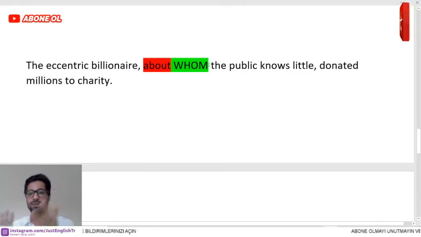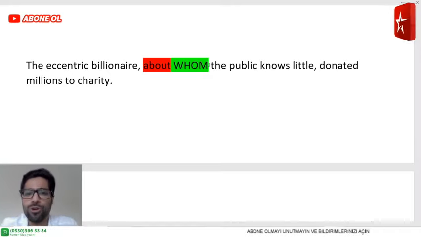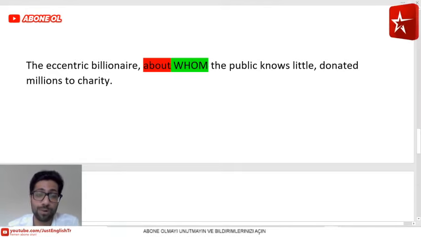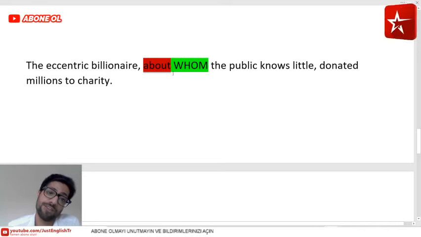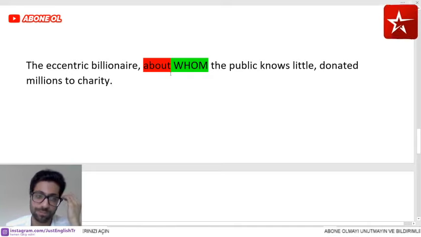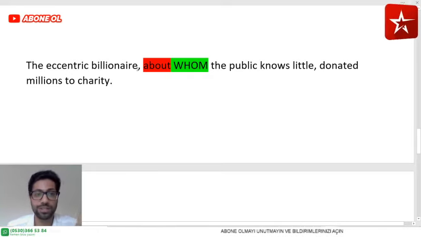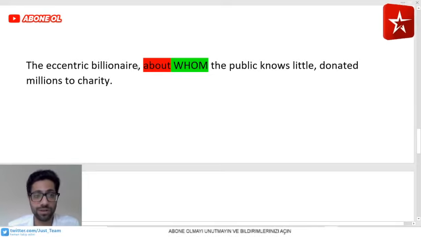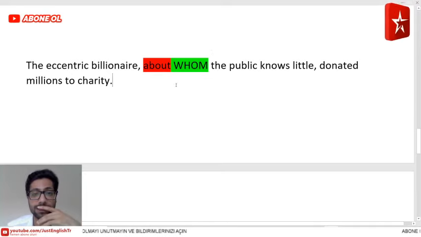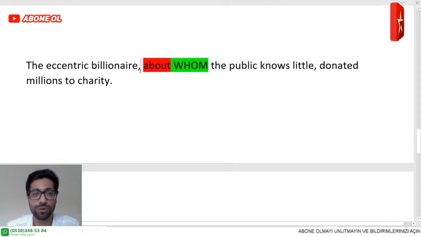And we are back to this one. Remember, whom is not used commonly. However, here it is used with a preposition, and the preposition comes first, before the whom, of course. So it comes before, and the eccentric billionaire is the noun that we have here for the adjective clause. It's very easy. I don't think there will be any problem for you understanding it.